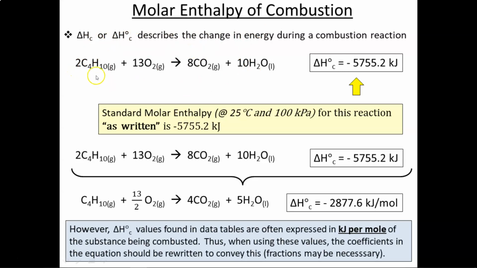So in this reaction over here, we have butane reacting with oxygen gas in a combustion reaction. When it burns, it releases carbon dioxide and water, but you have to balance the equation with a 2, 13, 8, and 10 ratio. When you see this value over here, it's a negative. So negative enthalpy means it's exothermic. It's giving up energy, 5755.2 kilojoules. You notice it says kilojoules. It doesn't say kilojoules per mole.